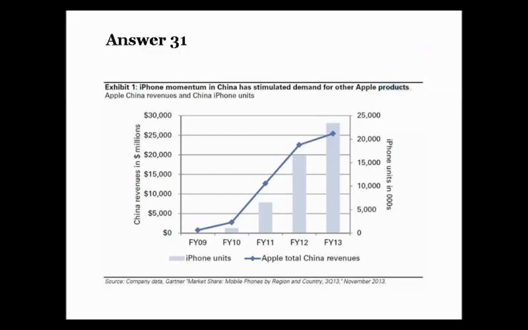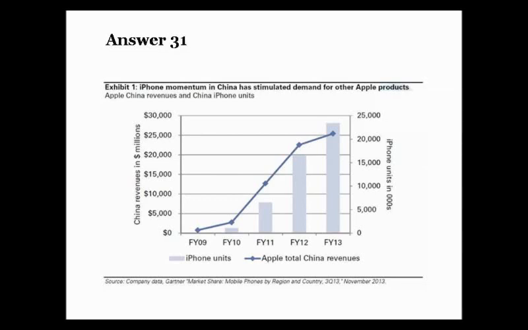The graph gives information about the Apple China revenues and China iPhone units. To begin with, we can see that there are several sections in this picture, including iPhone units and Apple total China revenues. According to the graph, for iPhone units, the largest number can be found in financial year 2013, which is about 20,000, while the smallest number can be found in FY09, which is about 100.